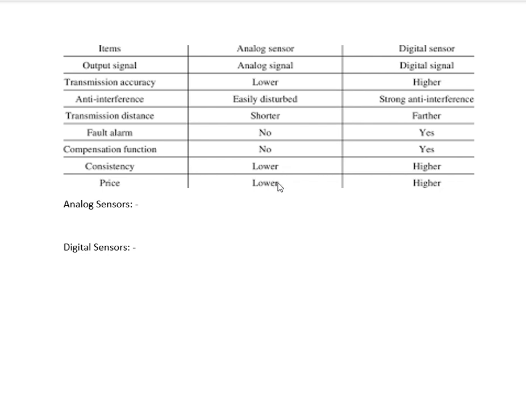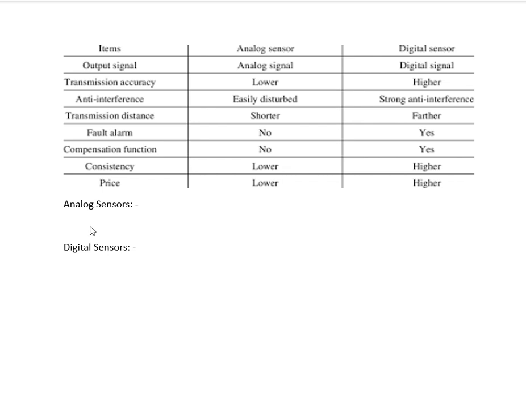But nowadays, what we are using in the current trends are mostly digital. Analog sensors have become very few in real life applications. And one more thing is that a compensation function is present for digital sensors, whereas for analog it is not possible. And digital sensors are consistent and very accurate in providing the proper output, whereas analog can't provide that.